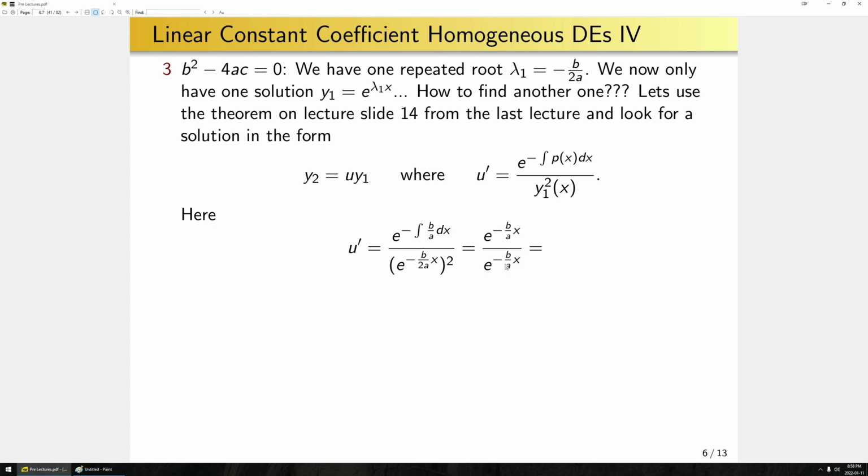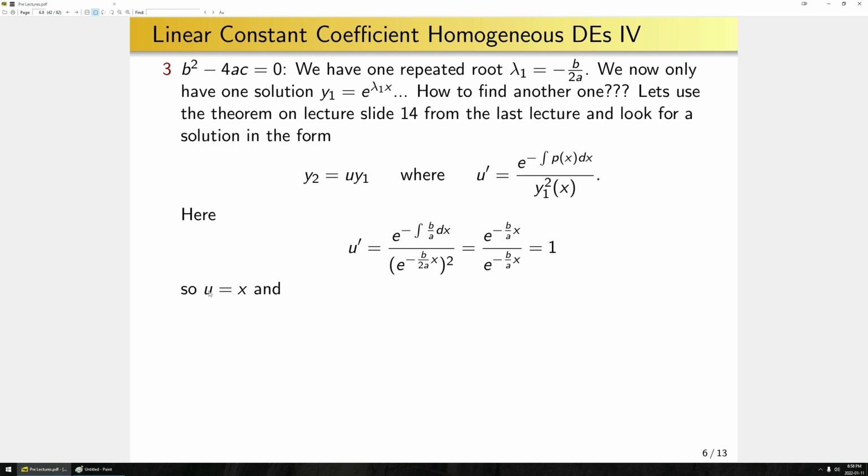So from here, these are the same functions, the same values, therefore I know that u has to be equal to 1, or sorry, u prime has to be equal to 1, and integrating gives me u is equal to x. And again here, I don't include that arbitrary constant, because I don't really need it. I just want to find a single solution, y2, and then I'm going to scale it by an arbitrary constant at the end.